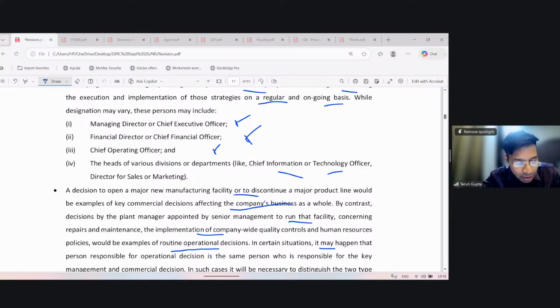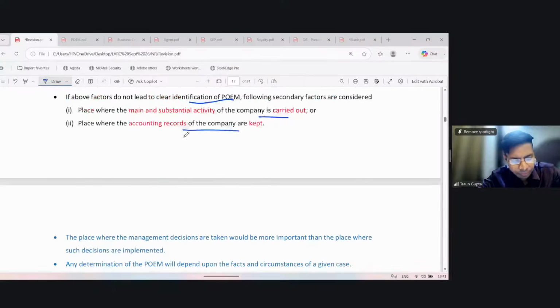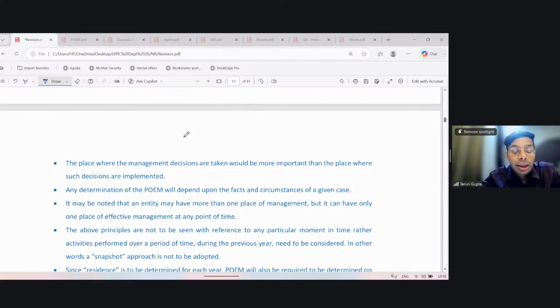In certain situations, it may happen that the person responsible for operational decisions is also responsible for the key management commercial decisions. In such a case, it will be necessary to distinguish the two types of decisions and thereafter assess the location where key management commercial decisions are actually being taken. Clear? The place where management decisions are taken would be more important than the place where the decisions are implemented. So for POEM, we are more concerned about the place where decisions are actually being taken and not the place where such decisions are actually being implemented. That is where the activities of the company are being carried out.